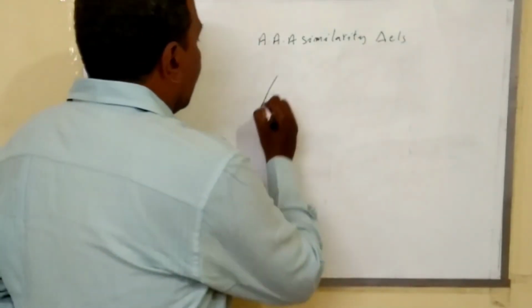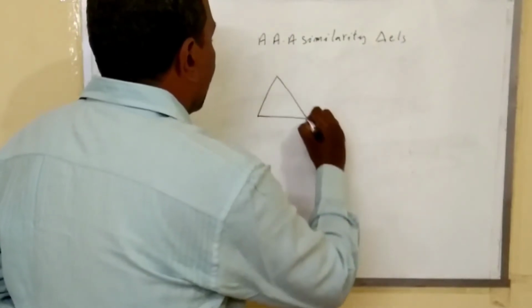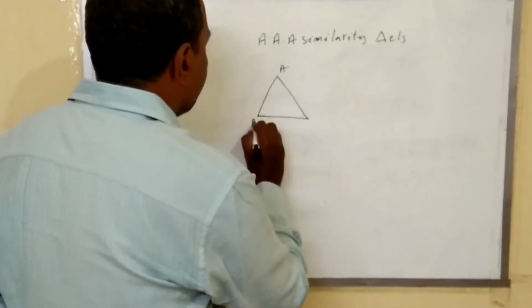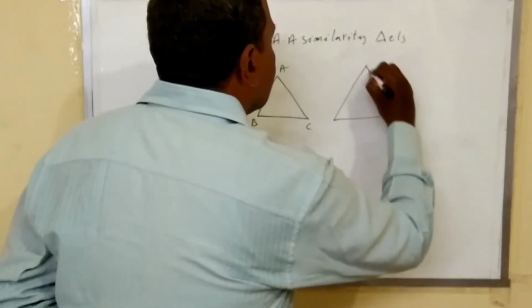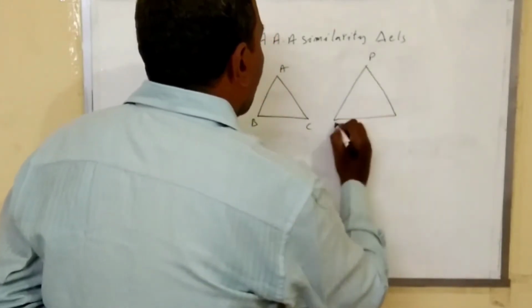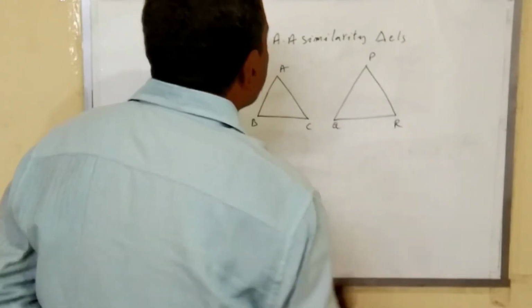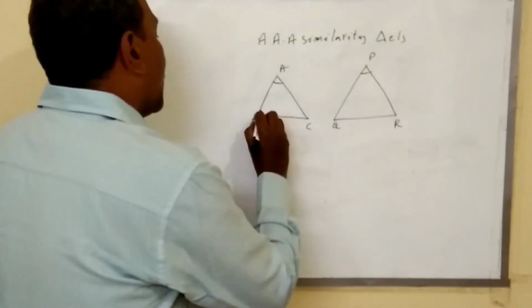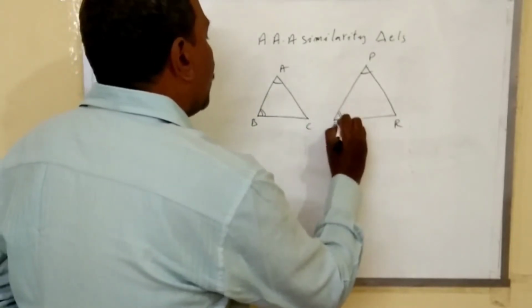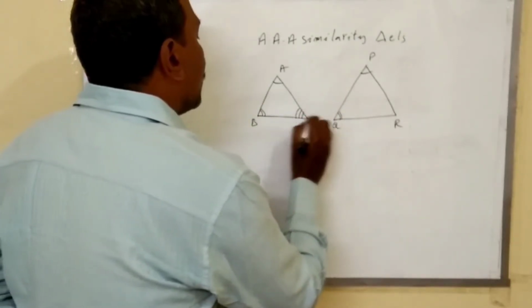I'll explain in detail. So here you take triangle ABC and you take another triangle PQR. Angle A is equal to angle P, angle B is equal to angle Q, angle C is equal to angle R.